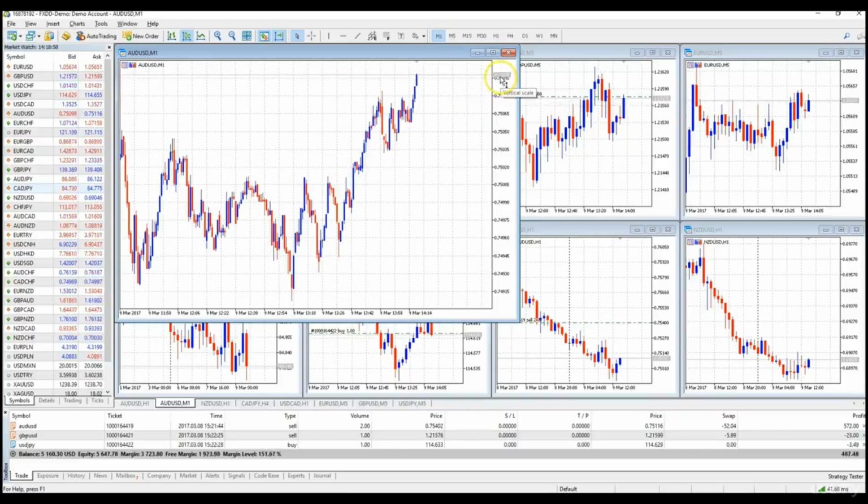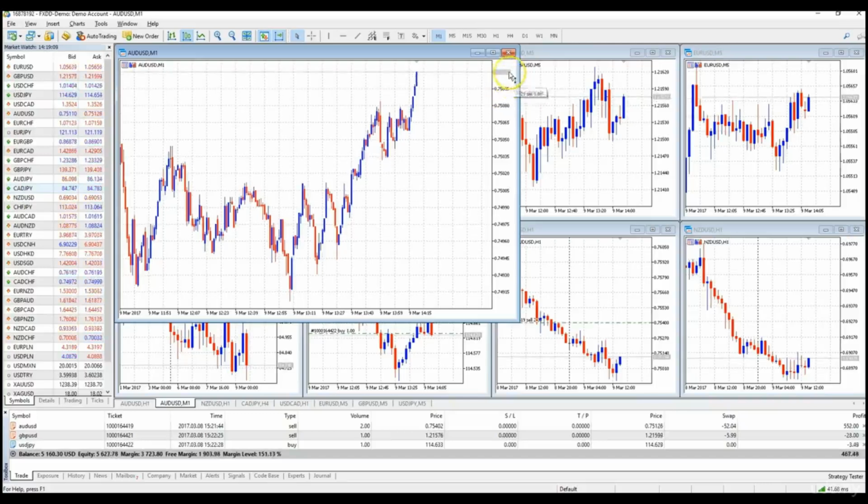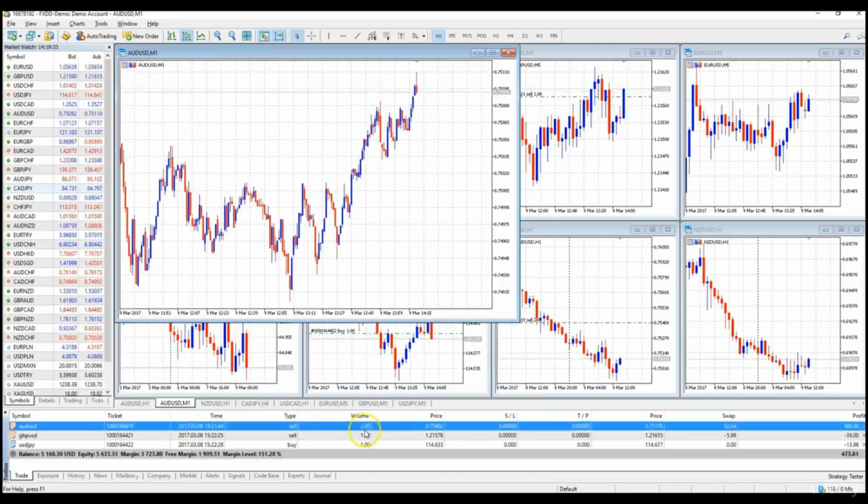So right now the price is 0.75097. The last decimal place is sort of a fraction of a pip, or it's like a pipette. So the last decimal place is not a pip. But when it goes from 0.7509 to 0.7510, and in this case it's 0.7511, that's equal to $20. With this trade here, because the volume is 2.00, every pip is equal to $20.